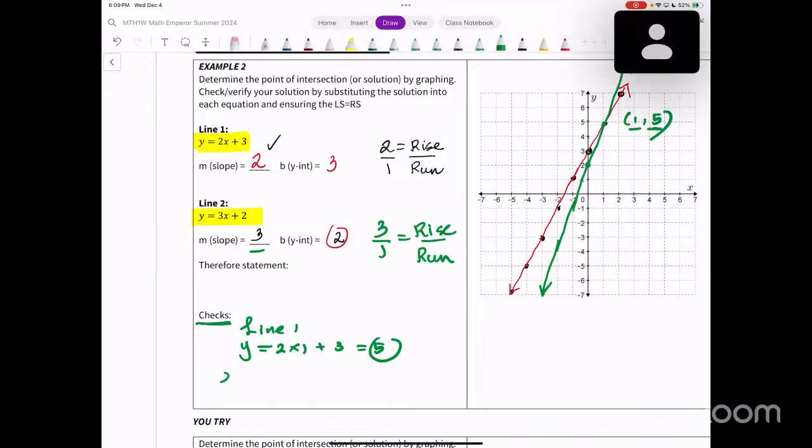And then if I go back to line 2, how do I verify? y is equal to 3 times 1 plus 2. So that is 3 plus 2, which is 5. That makes sense. That point of intersection is correct, isn't it?